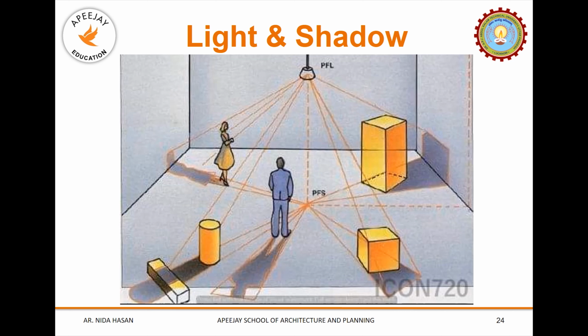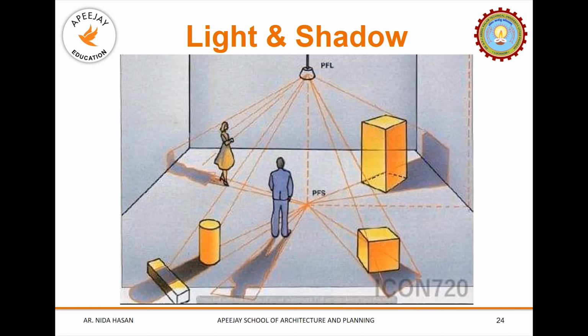But always remember, shadows are parallel to the line making the shadow when the line is parallel to the plane receiving the shadow. In this image, we can see there is a pendant lamp in a room, a boy and a girl are standing, and also a few objects are there. The direction of light falling on each object is different.